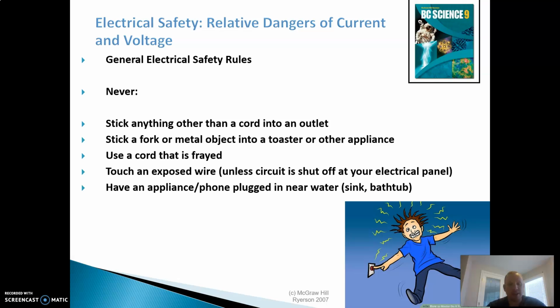Never have an appliance or a phone plugged in near water, so don't charge your phone if you're in the bathtub. I'm going to show you an article about a young girl who passed away doing that. Never go near downed power lines, or just never go close to power lines in general. Don't fly a kite near power lines or put a ladder close to them or anything like that.